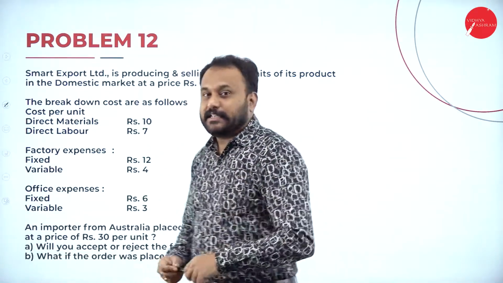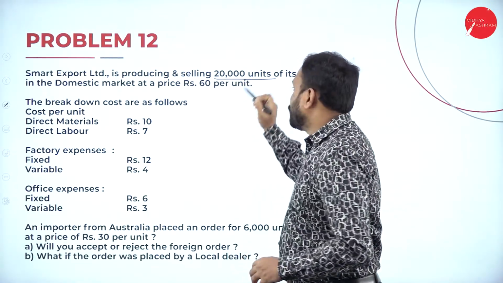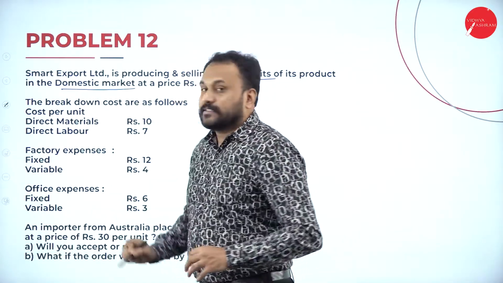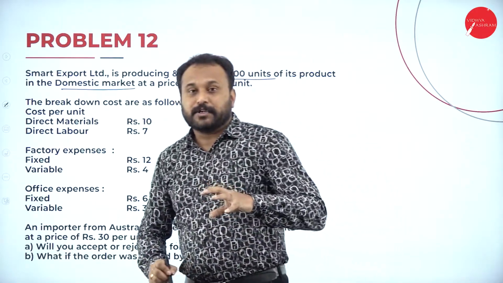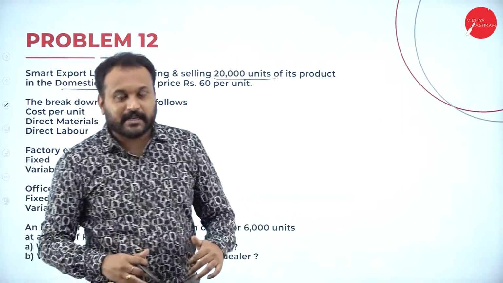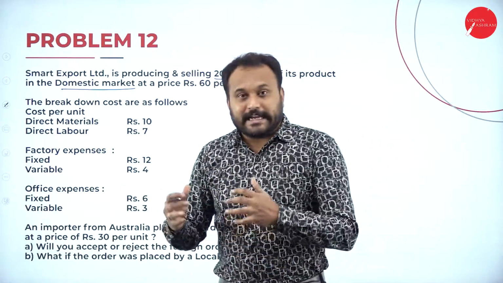And how much they are selling? That is 20,000 units. So we'll mark the figures, 20,000 units. In the domestic market, see the word domestic market, that means what? If I'm selling in my own country, that is called domestic market. Say I'm a producer or a manufacturer or a seller in India, that means what?